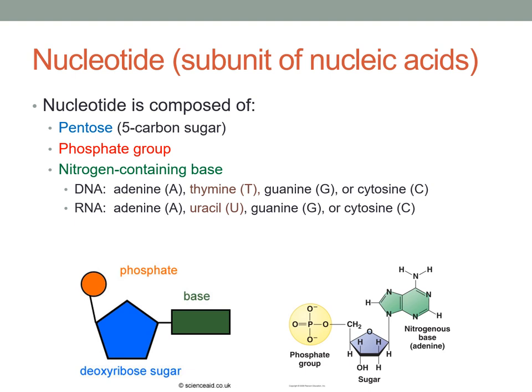But for DNA, that base could be one of four things. It could be a base called adenine, one called thymine, one called guanine, or one called cytosine. If we're talking about RNA, it's almost exactly the same, except it's either adenine, uracil, guanine, or cytosine. So a slight difference between the two. So the only difference between one nucleotide and another is which of those four bases they happen to have.